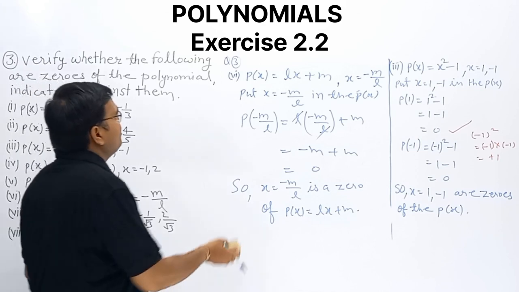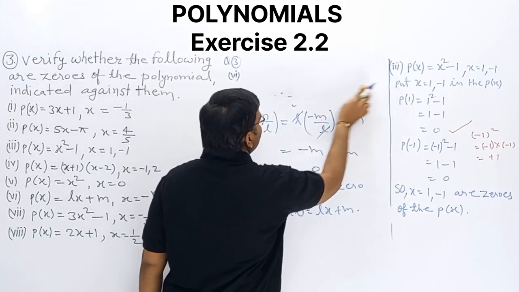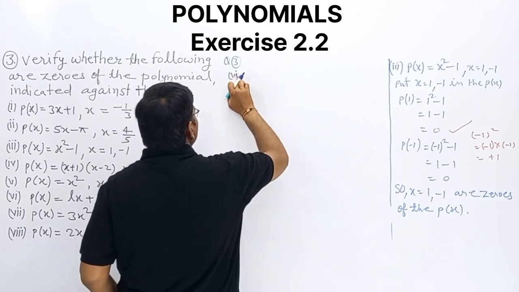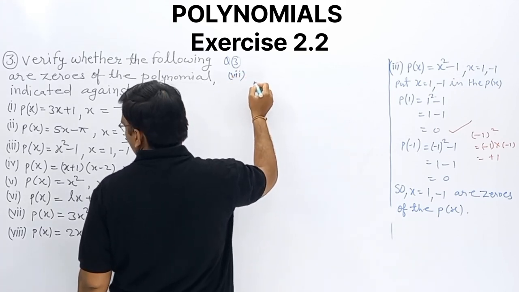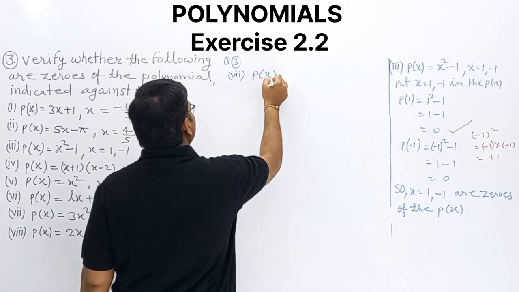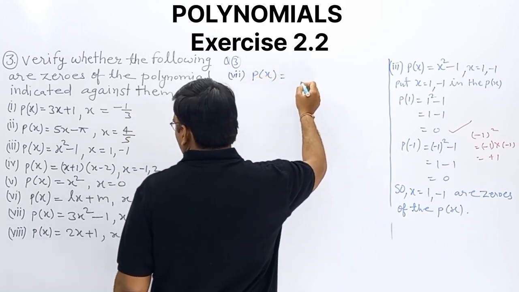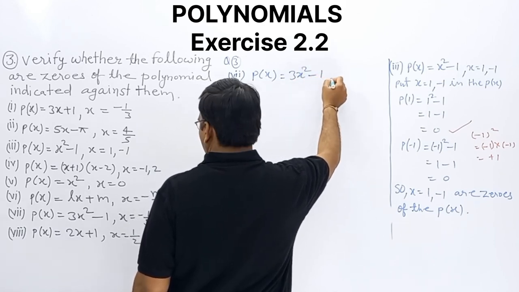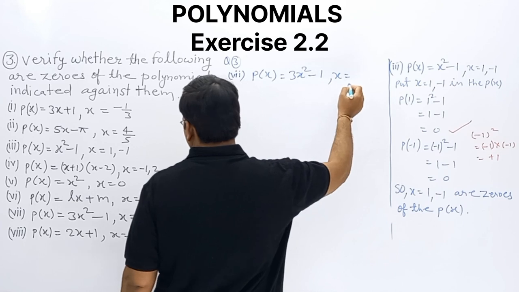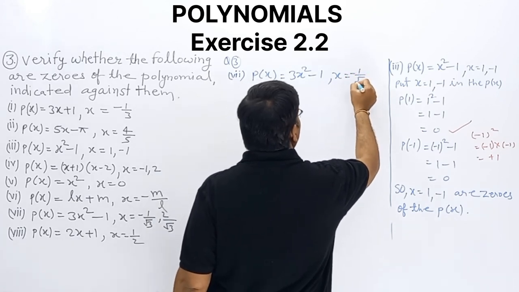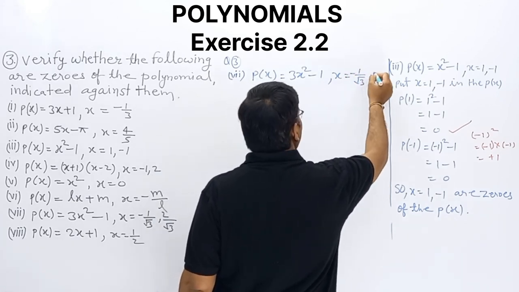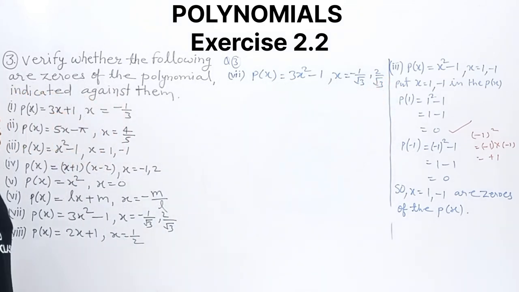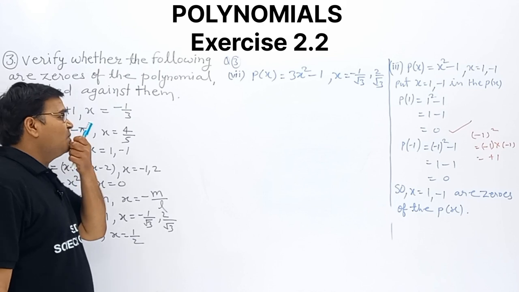Now the next question, question number 7, I am taking. Observe carefully. P of x equal to 3x square minus 1, and the zeros are x equal to minus 1 upon root 3 and 2 upon root 3. Observe carefully, 3x square minus 1. This is a quadratic polynomial.